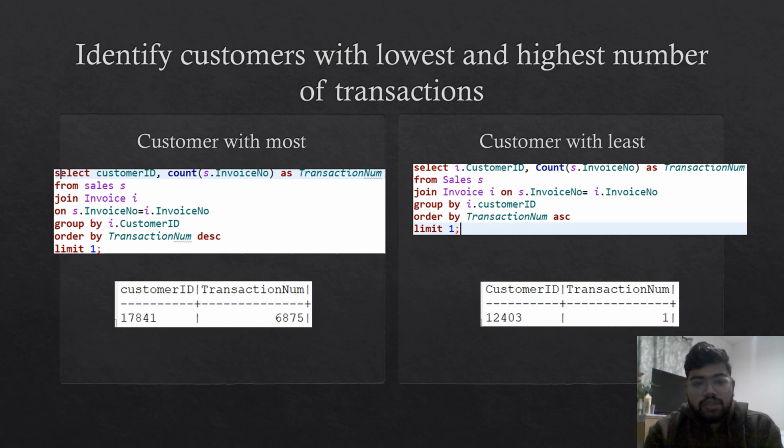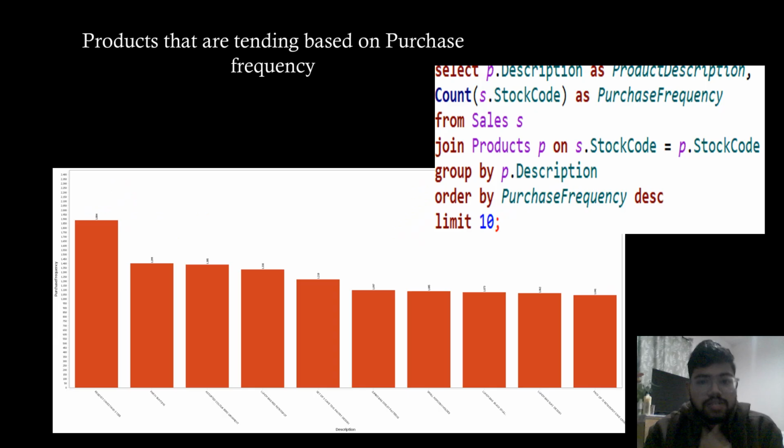So we are limiting it to one because we need only the highest customer. So we got the customer ID 17841. He had made 6,875 transactions. And in the same way, for the customer with the least transactions, we just need to order the transaction number by ascending order, so we get the least number of transactions. So the customer with the least number of transactions is 12403, with the highest transaction count being 1.